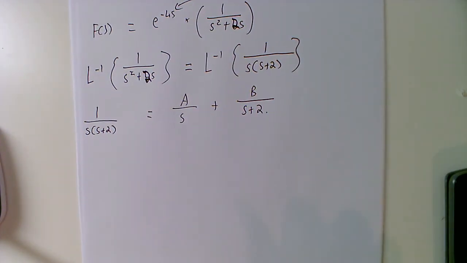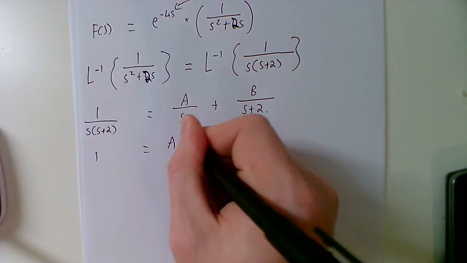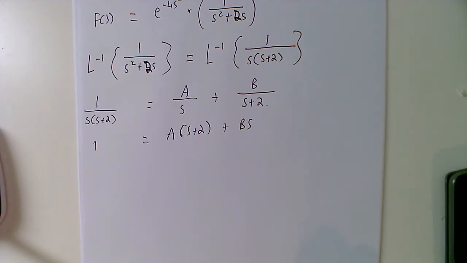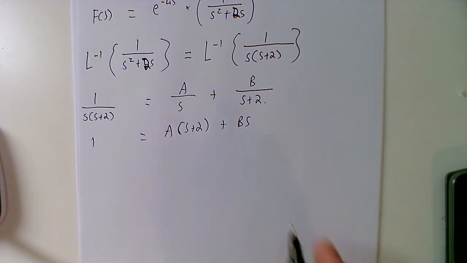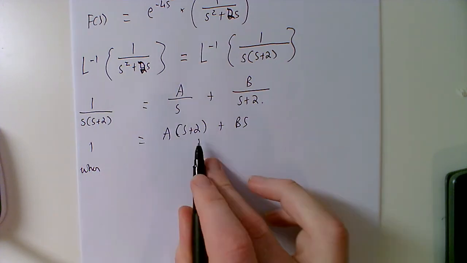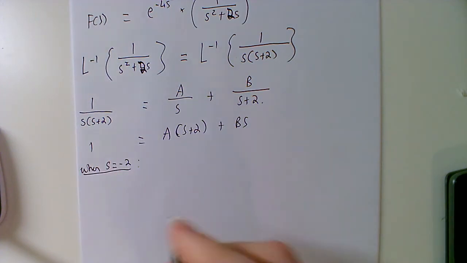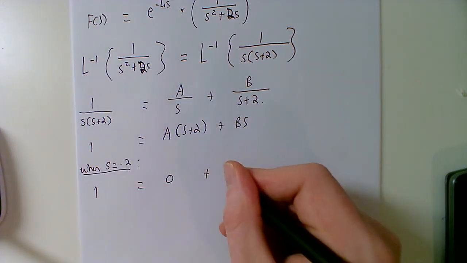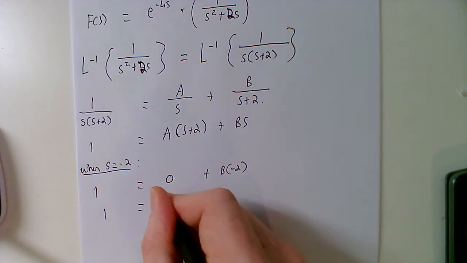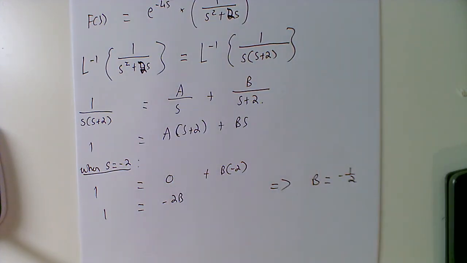Like that. So 1 equals a over s plus 2 plus b over s, which is probably what some of you are thinking about this. So I then need to make the bracket 0 if I can, so that's when s equals negative 2, which tells me that b is negative 1/2.